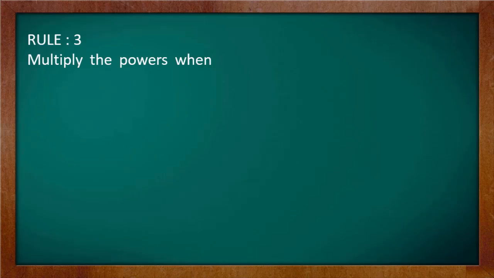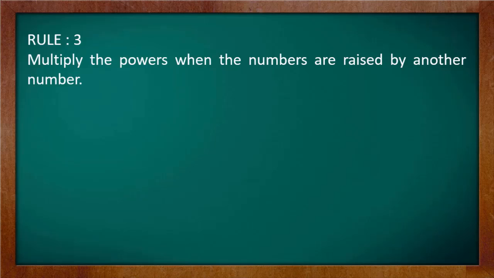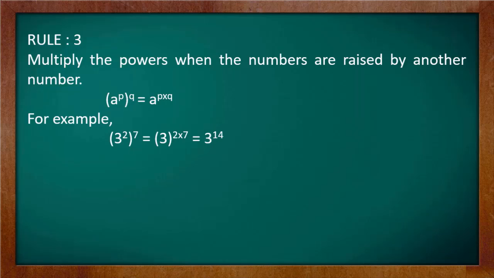Rule number 3. This is a very important rule. When you have a number that has a power and the power also has a power, meaning a number raised to a power and then raised to another power, this is the general form. In this case, the powers are multiplied. For example, I have this form. So 2 raised to power 7 and then 2 is also a power. So 3 raised to power 14.